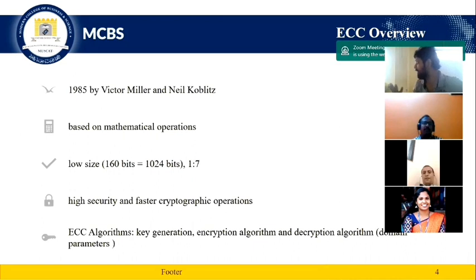There are three main algorithms of elliptic curve cryptography, which are key generation, the encryption algorithm, and identifying the domain parameters.